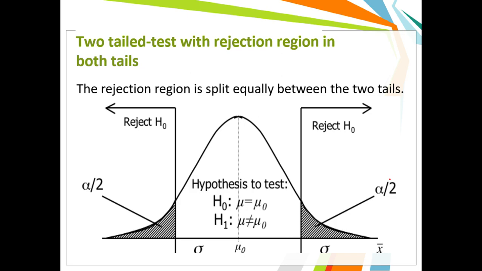Pag two-tailed, okay, both ends yung ating may shaded region. Okay? So, merong sa left, meron sa right. And these are all equal to alpha or the level of significance divided by 2. Okay? Because symmetrical pa rin dapat yung ating magiging curve or ating normal area.